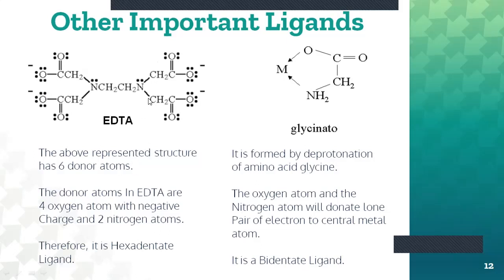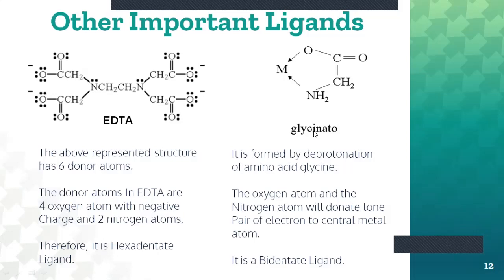So as it is having six donor atoms, it will come into the category of polydentate ligand and is also known as a hexadentate ligand. The donor atoms in EDTA are four oxygen atoms with negative charge, which are clearly mentioned here as 1, 2, 3, and 4, and the two nitrogen atoms present at the ends. So always keep in mind the structure of EDTA. It is a hexadentate ligand and a very important structure.